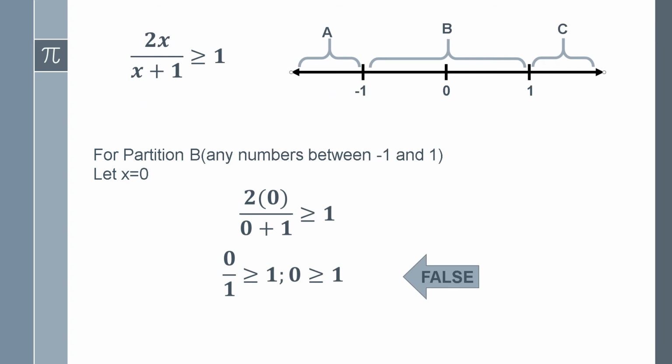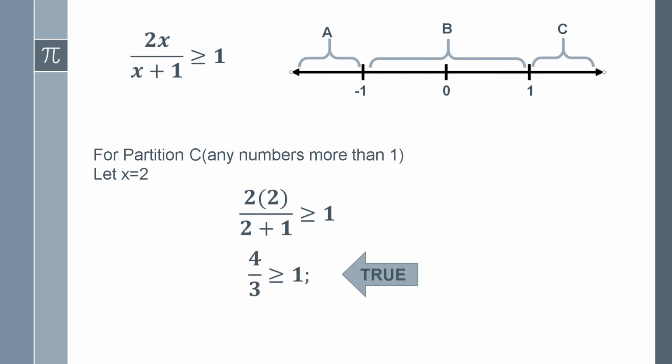So, itest naman natin yung sa part B. We can substitute any numbers between negative 1 and 1. So, since yung gitna ay 0, so yun na yung gawin nating value of x. So, we will substitute 0 to 2x over x plus 1 greater or equal to 1. Bale, 2 times 0 is equals to 0 over 0 plus 1 is equals to 1. Therefore, the solution is 0 over 1 is greater or equal to 1, or 0 is greater or equal to 1. Is it true or false? That's false. Obviously, 1 is greater than 0. So, this part, the letter B part, is not included in the solution.